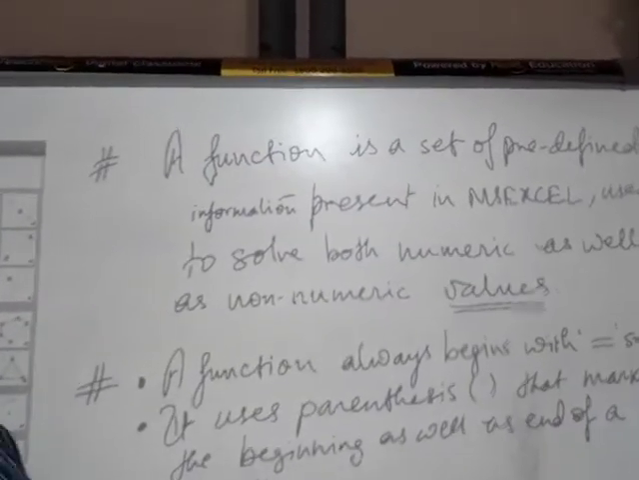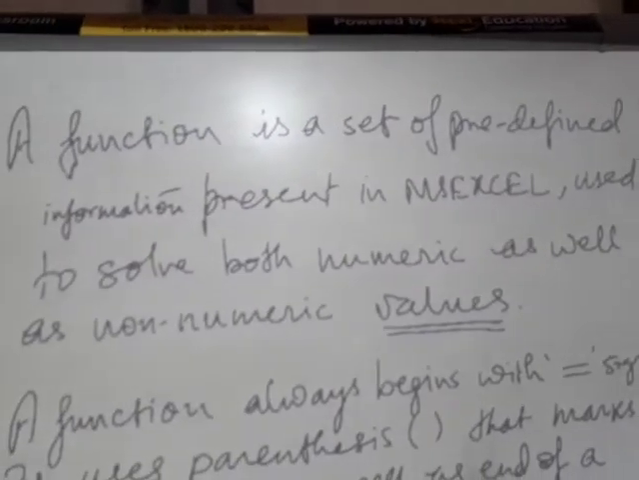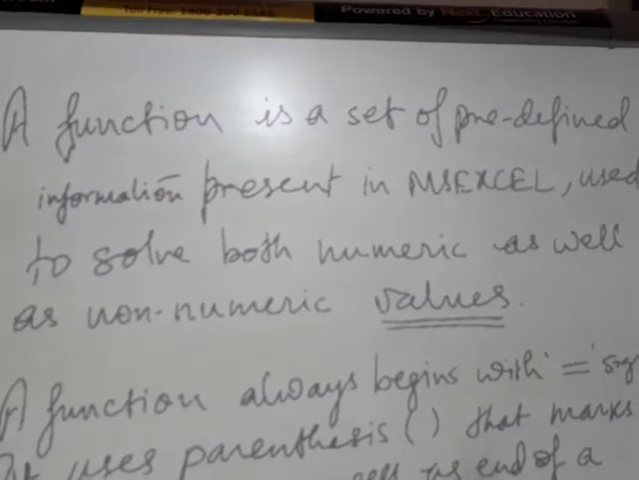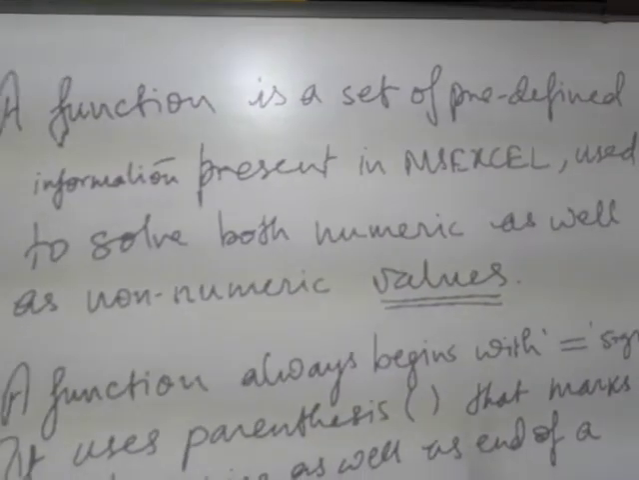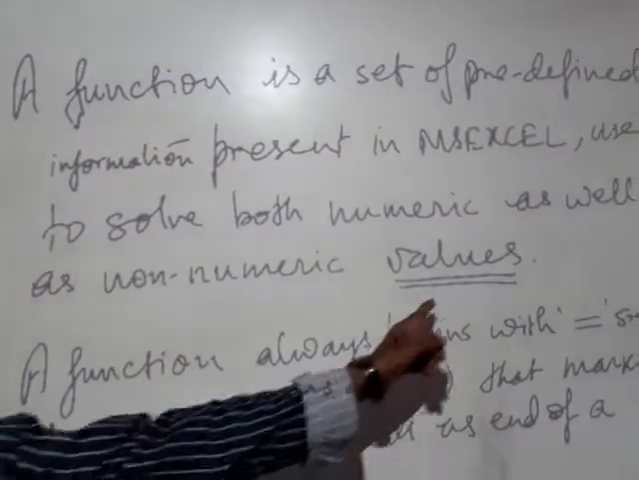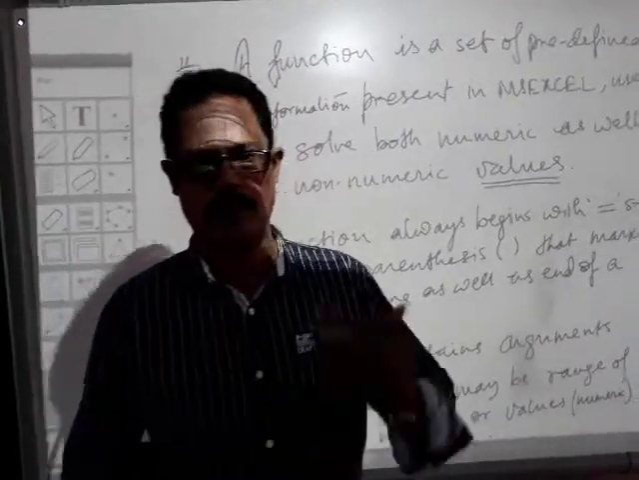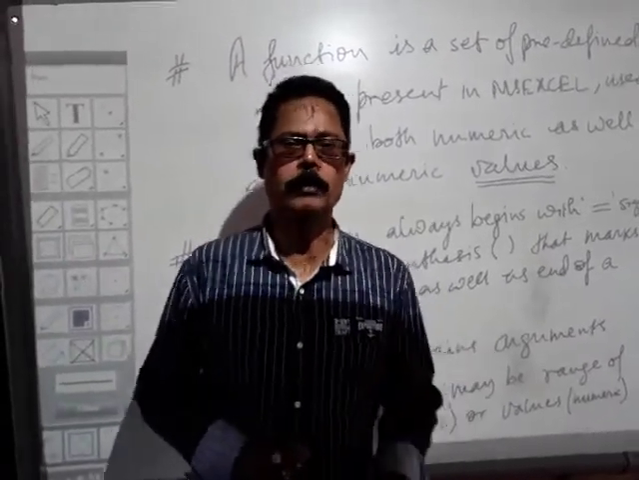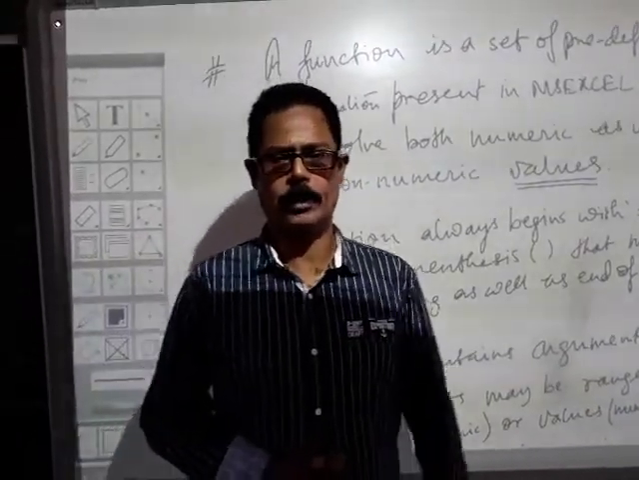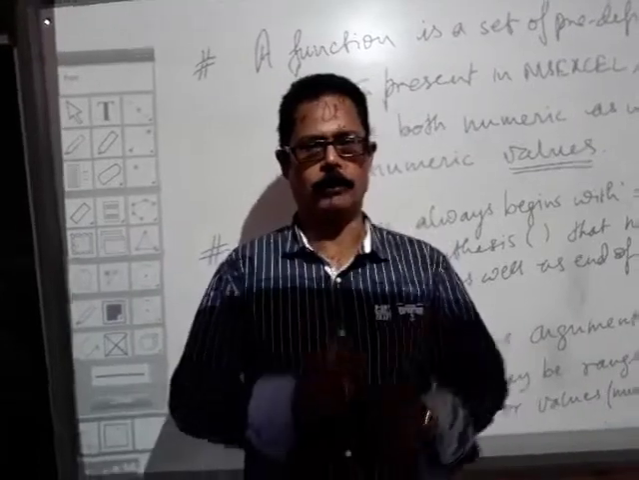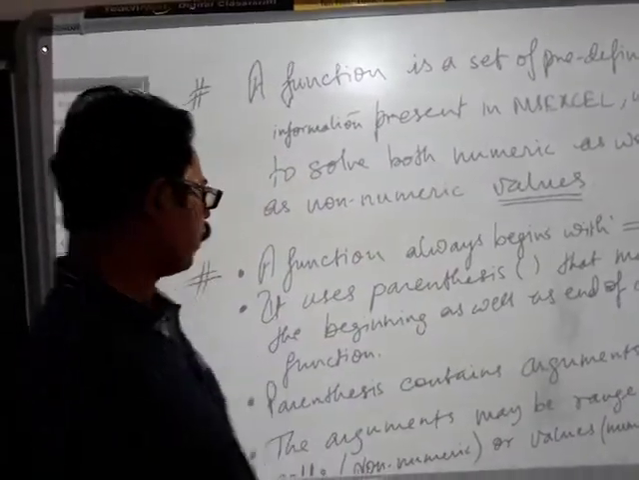A function is a set of predefined information present in MS Excel that is used to solve both numeric as well as non-numeric values. When we talk about numeric values, it means the values that we enter in terms of numbers. Non-numeric means the cell address when we give, or the range of cells that we give in the form of an address, that is column name and the row number, that is termed as non-numeric values.